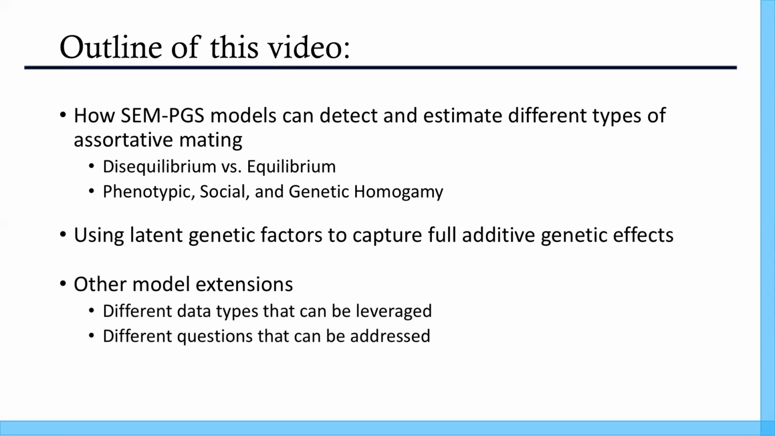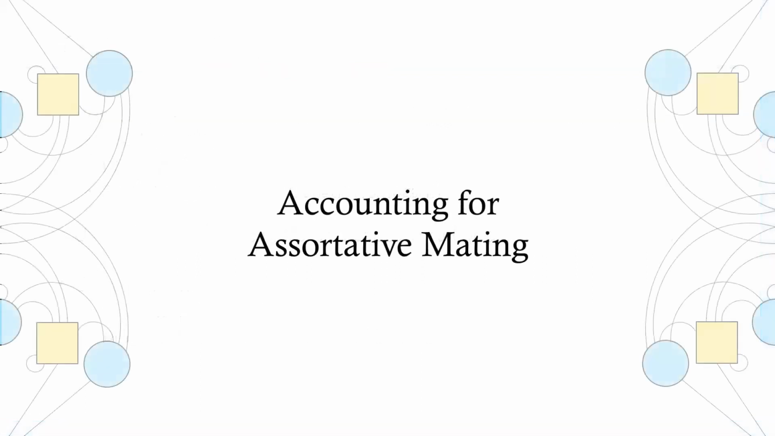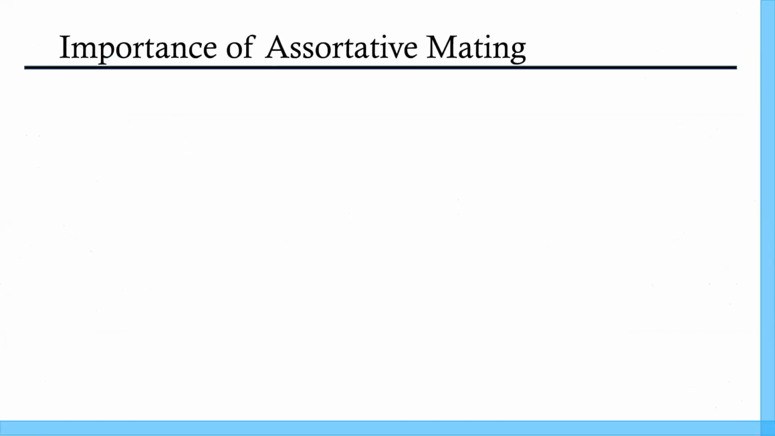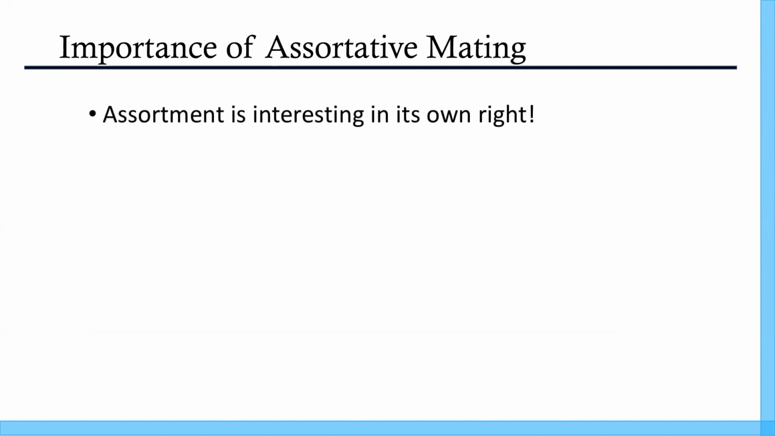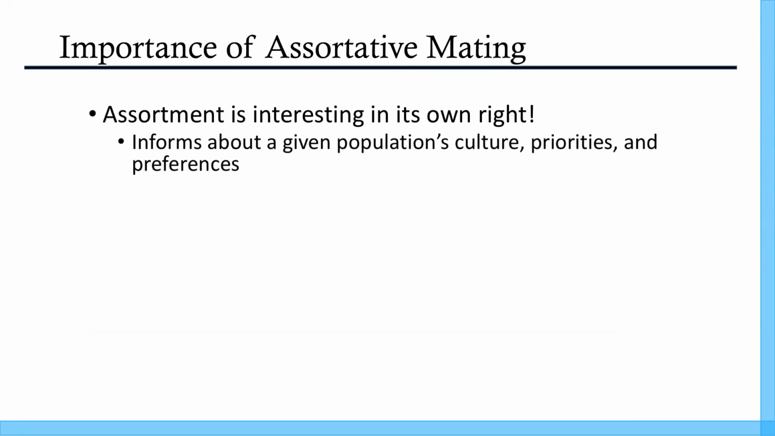So with that, I'll get started on talking about accounting for assortative mating. Assortative mating is important for a lot of reasons, not the least of which is just that it's cool in and of itself. Assortment tells us about a population's culture, its priorities, its preferences. We can see how people are responding to changes in their cultural landscape. We can see evidence for that within their DNA, which is really cool. But even if that's not of interest to you, there's still plenty of reasons to care about assortment.